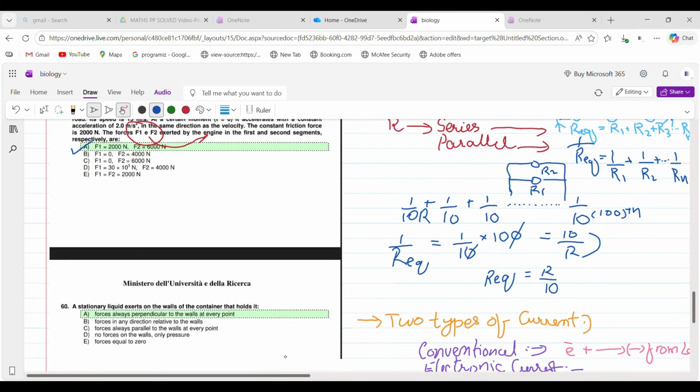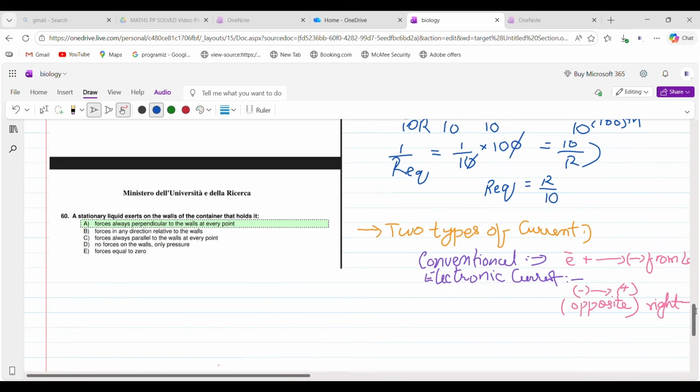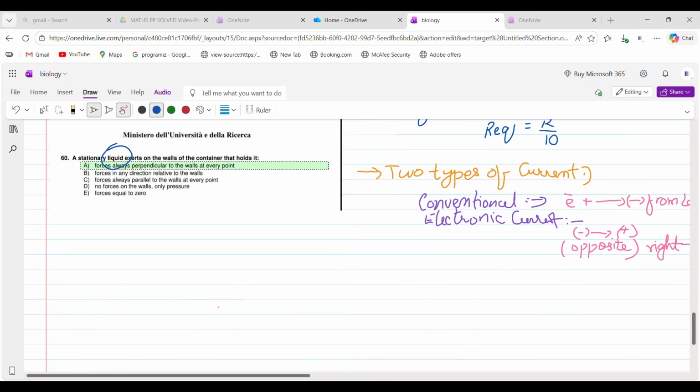So our very last question for today, last but not the least: a stationary liquid exerts on the walls of the container that holds liquid. Liquid is mentioned here. Basically what liquid is, liquid flows, okay, and liquid takes the shape of the container. Whatever you put your liquid in, it basically takes the shape of that container. For instance, I'm putting my liquid in this glass. Basically I should make this glass more wide. Okay, so I'm putting my liquid into it, and it would definitely be taking the shape of this container. Not size but shape of this container.